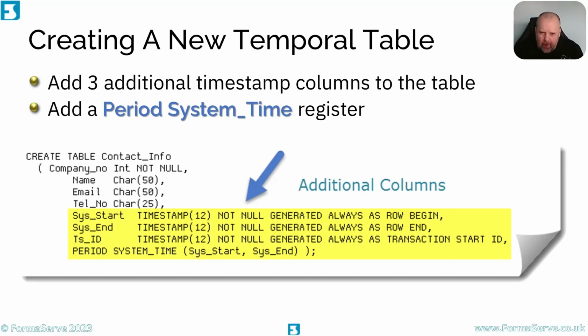we have the transaction start ID. And then we have the period system time, where the start column is the system start and the end column is system end. So these are all generated always as row begin, generated always as row end, and generated always as transaction start ID. You can call the columns exactly what you want. I normally keep them the same because I'm normally copying it from another table, but they can all be different. And no, you cannot do this with DDS.